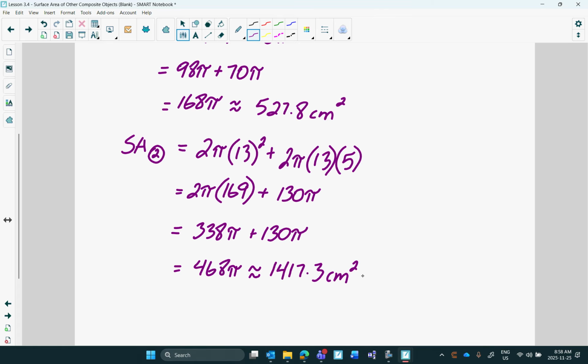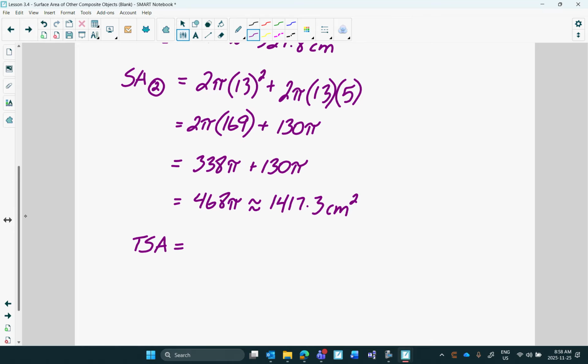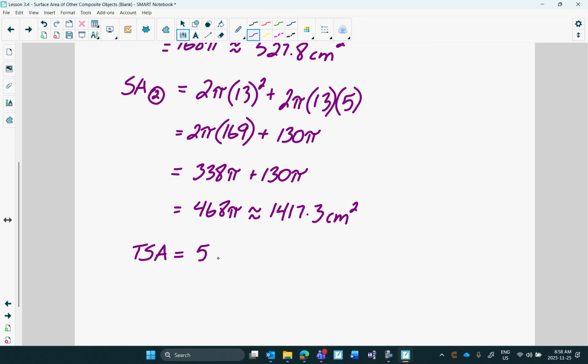So to find the total surface area, we add them together. 527.8 plus 1,417.3. Now, just that, and then we're done. Well, we are not.